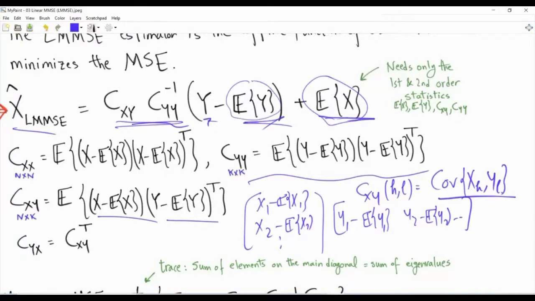we need expected value of Y, and then we need these matrices which involve the covariance. So here we need only first and second order statistics. You don't really need the joint PDF. So you need to estimate something. If you don't know anything, you just need to go and estimate. But here we need to estimate basically the first moment of each of the random variables, and we need to obtain the covariance of the measurements, and the covariance between X and Y. Relatively speaking, those are much easier to estimate than the joint PDF between vector X and vector Y.